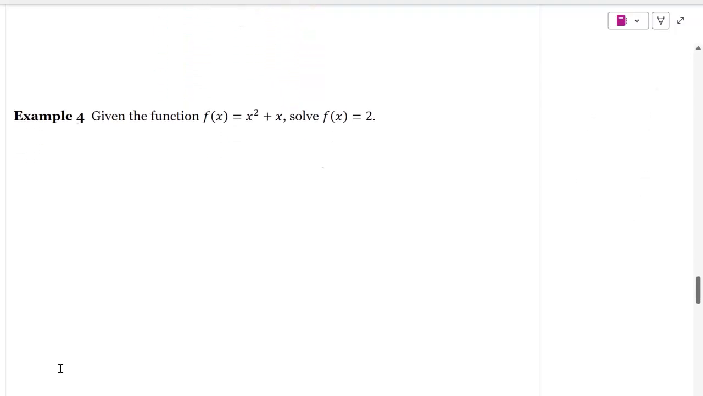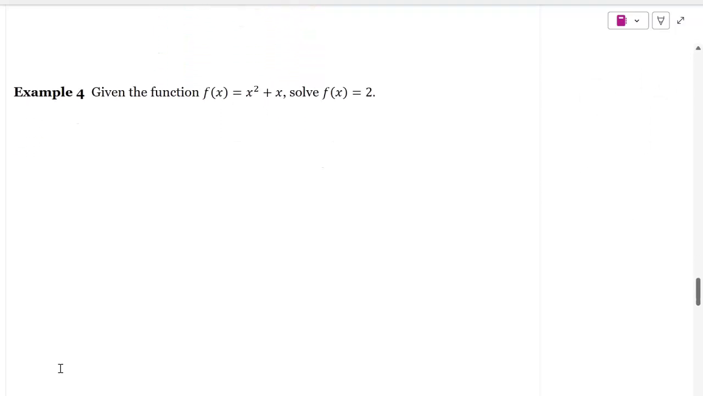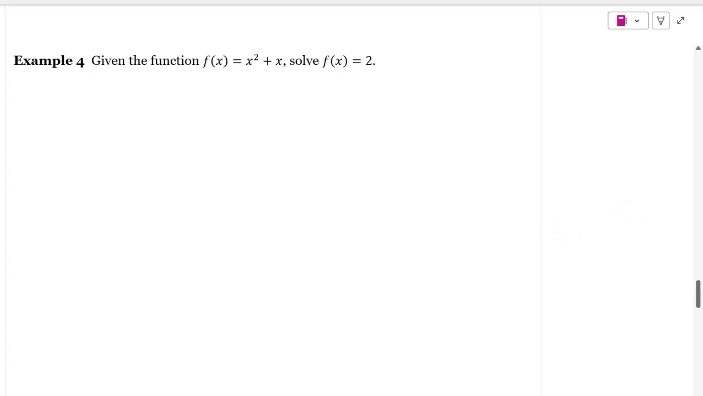For example 4, we are going kind of in the opposite direction. We are given a function and we want to figure out what are the input values that would give us a particular output value. We're being told that our output value is equal to 2, and we want to know what were the x values that led to that output value. So what I'm doing is in my original that's given, instead of writing f of x, I'm exchanging that with a 2. I'm putting 2 in its place.